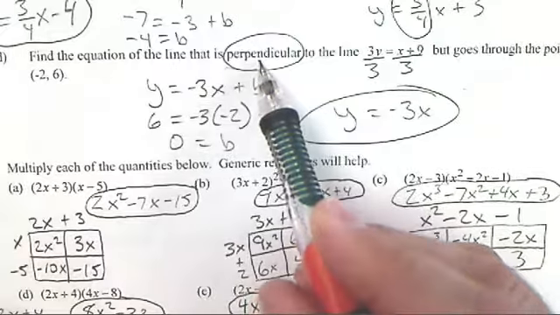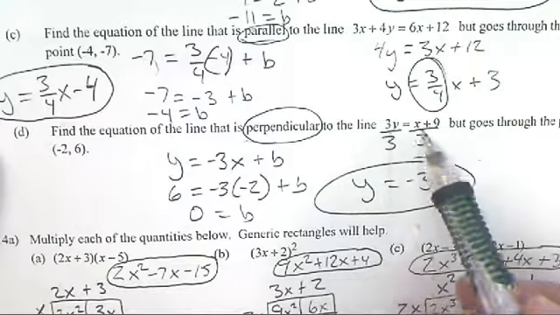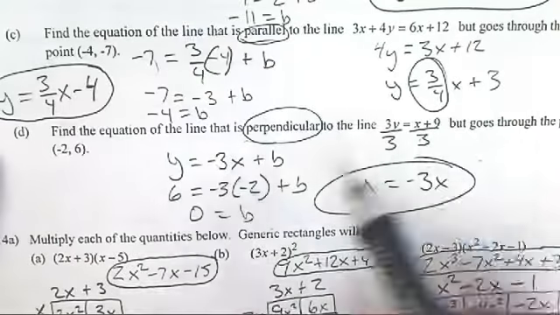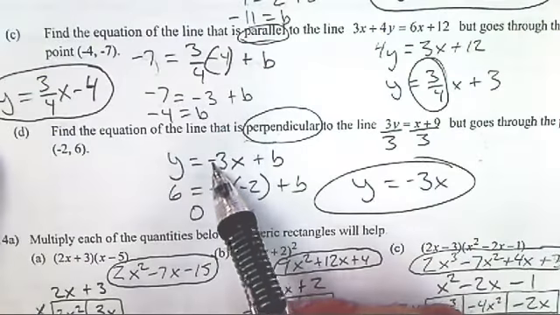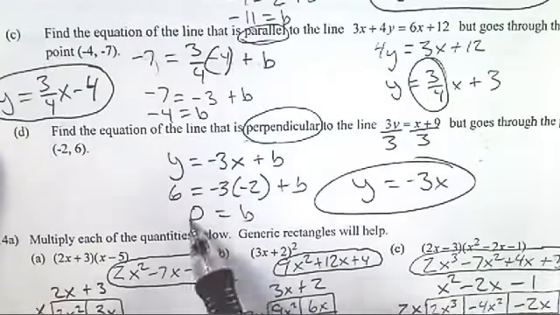Perpendicular again. So I found the slope is 1/3. So you flip it and make it the opposite. Plug in your x and y. And you get 0.